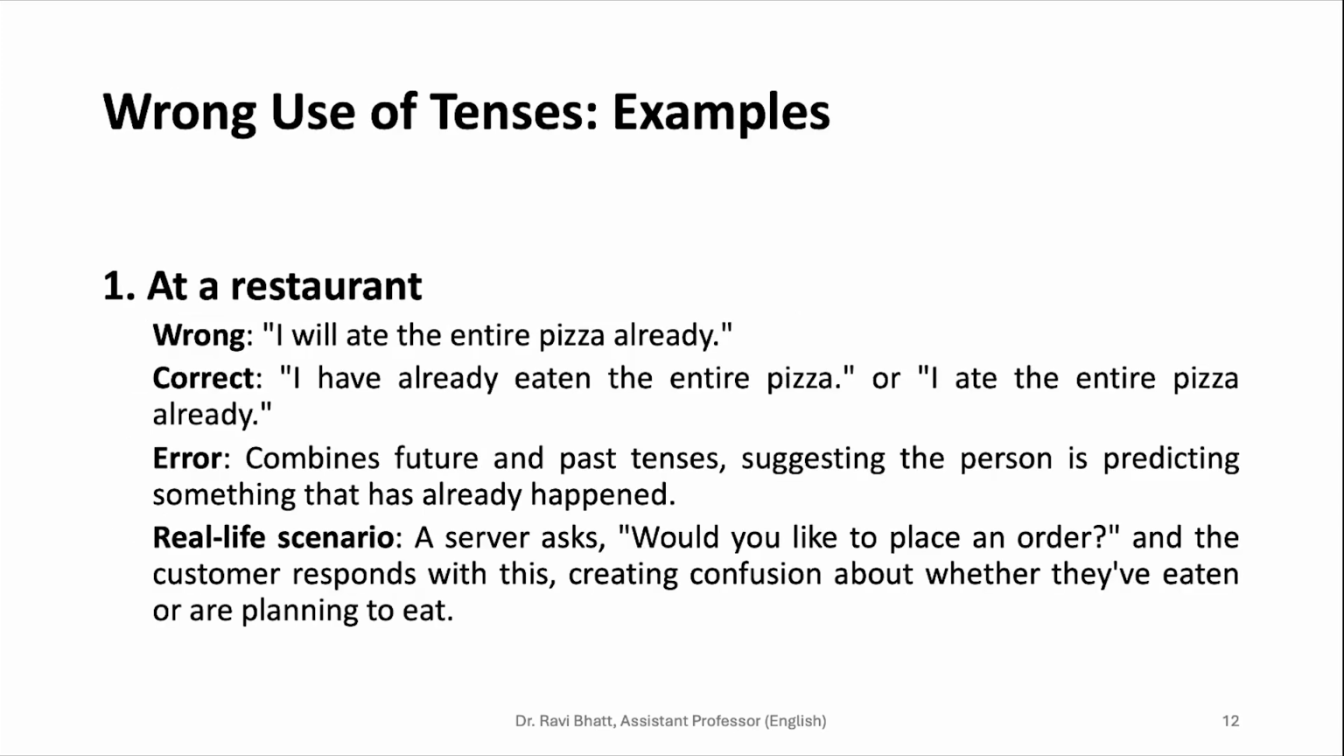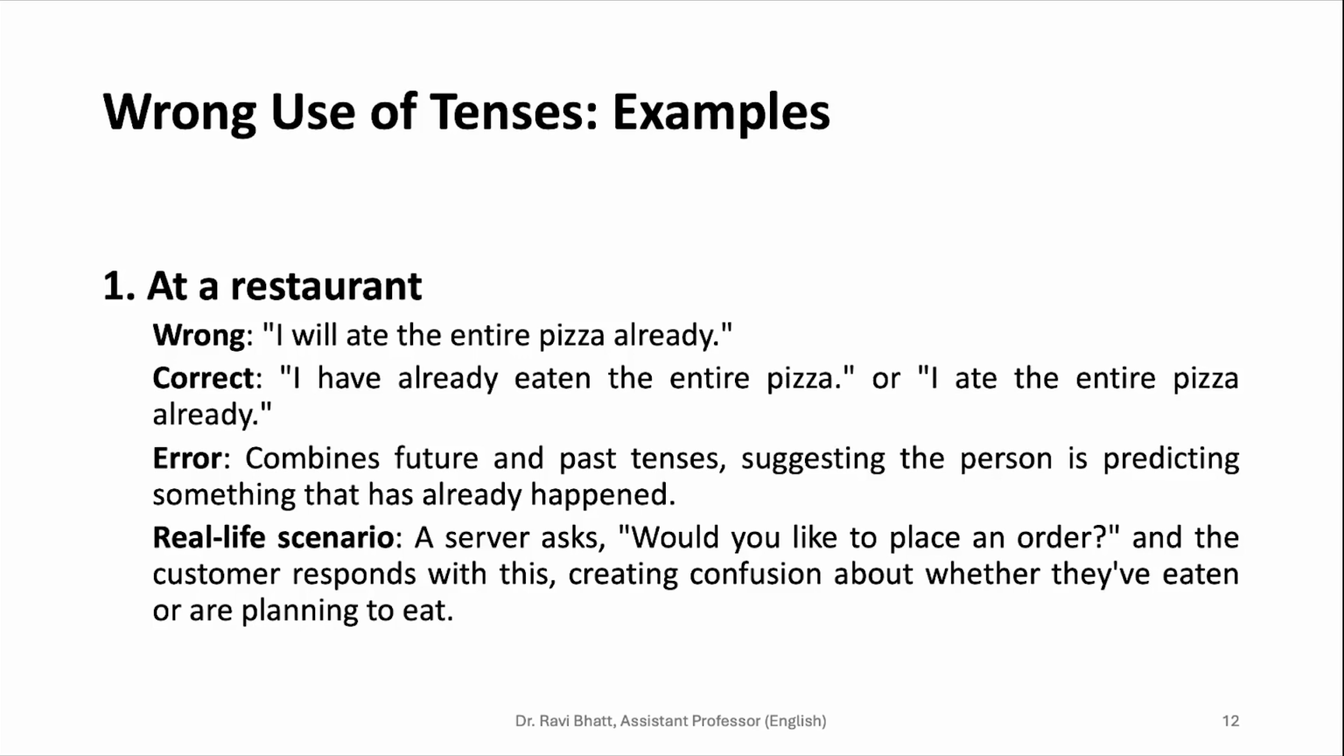Now, let's discuss some of the wrong uses, some of the examples, so that you can understand why having a good command over tenses becomes extremely important for gaining clarity and command over the language. Now, for example, in a hypothetical scenario, you are at a restaurant. So the wrong sentence will be, "I will eat the entire pizza already."